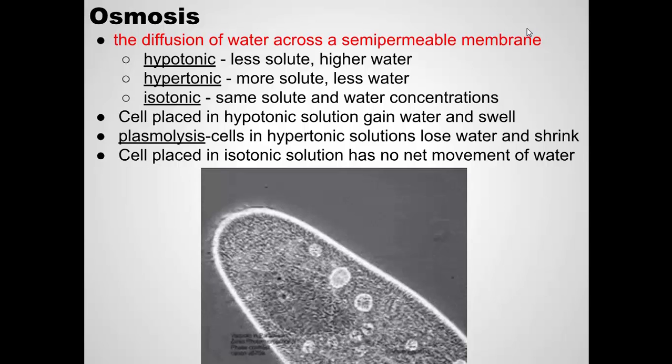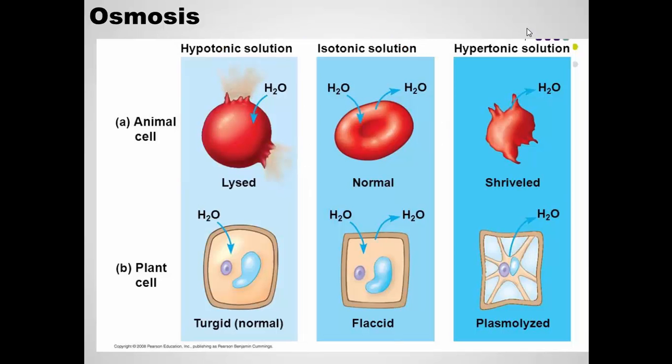But that doesn't happen. They have special organelles often to get rid of this excess water. In protists, we call it the contractile vacuole. It basically fills up with water, squeezes, pumping out excess water so that the cell doesn't swell up. So just a diagram to show what happens when these cells are placed in various solutions.